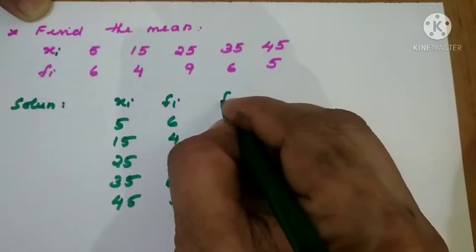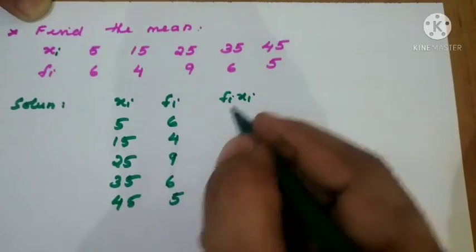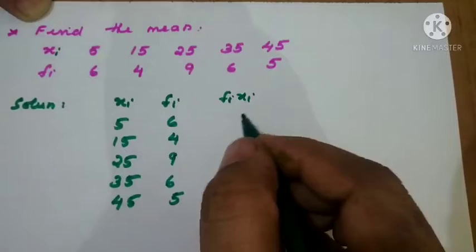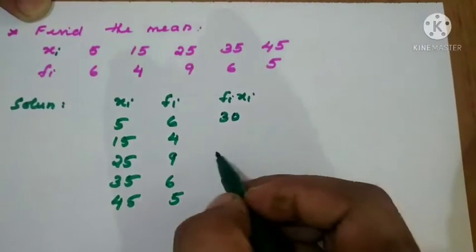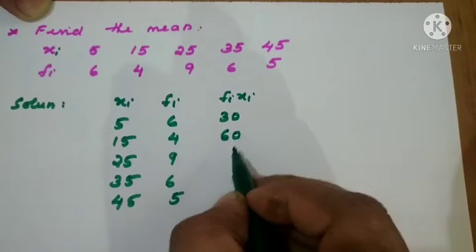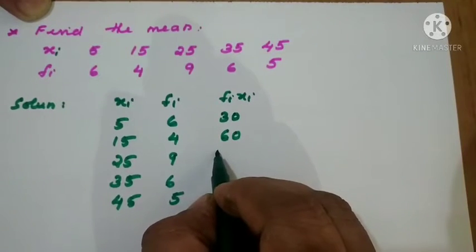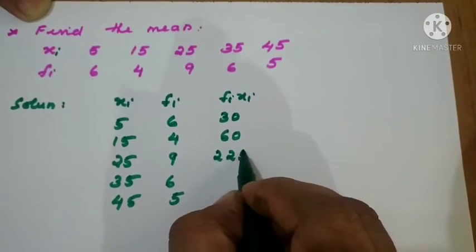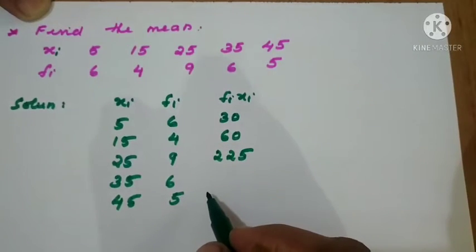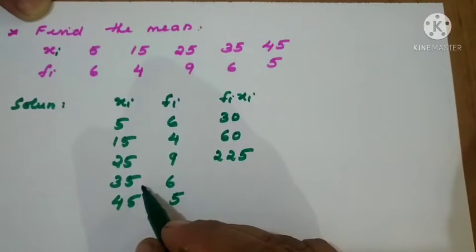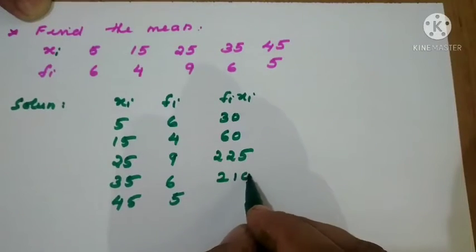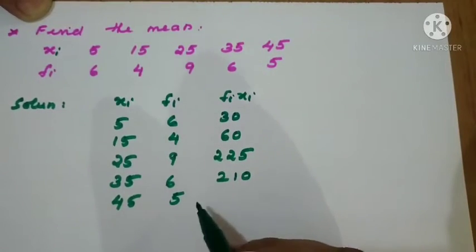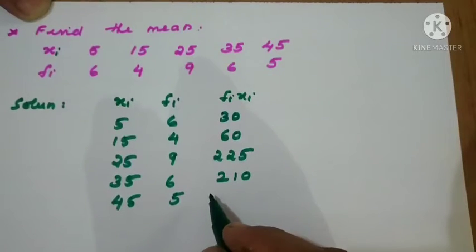What is the next column? Fi xi. So 5 into 6, 30. 15 fours are 60. 25 nines are 225. So while writing you should see the place value and write, then it will be easy for you. 35 into 6, it is equal to 210. Next, 45 into 5, it is equal to 225.